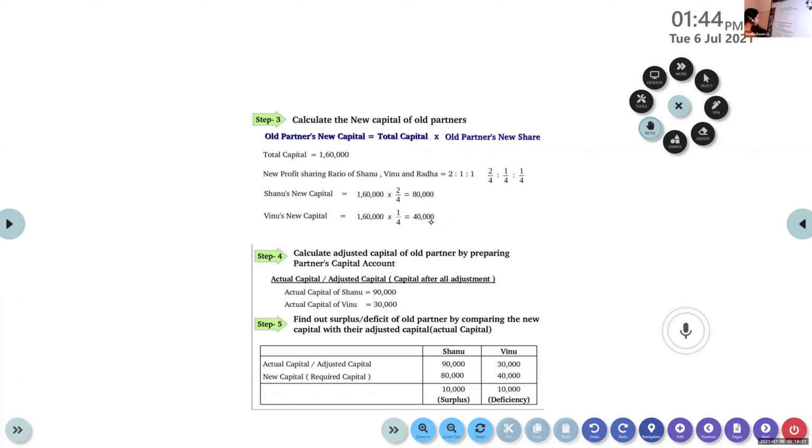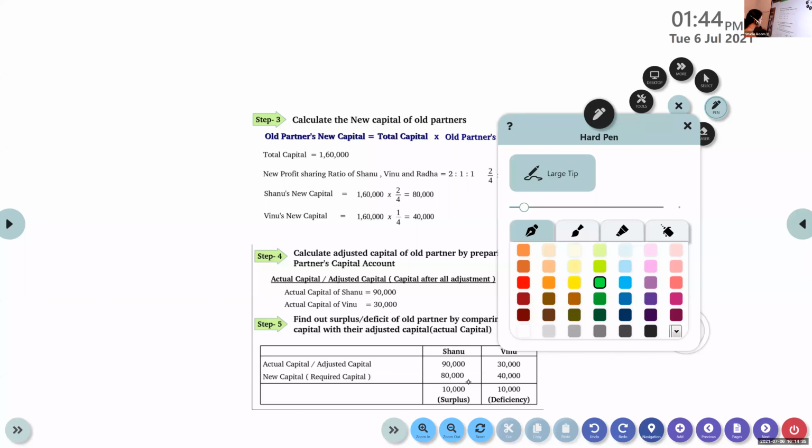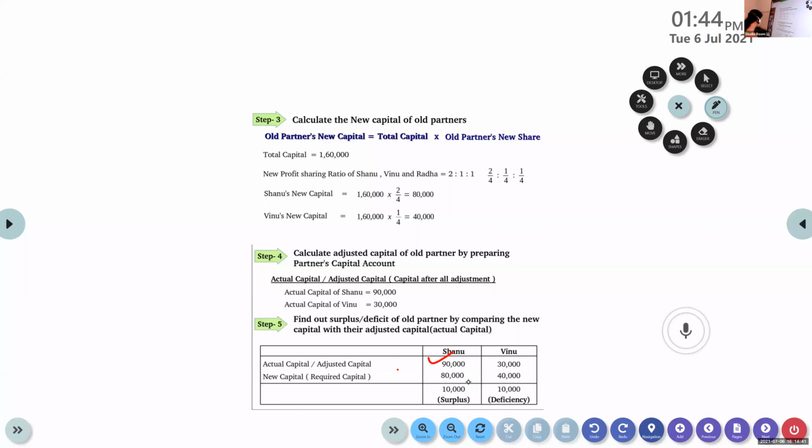Now, we are comparing them. Actually, it was 90,000 in the beginning, and now according to the new partner's capital, we found out the share is 80,000 only. So only 80,000 is required now. 90,000 is excess, I mean, 90,000 is more. That is not required. Now, according to the new data, only 80,000 is needed. So 90,000 minus 80,000, 10,000 is surplus. That is not required. So this 10,000 can be withdrawn by Shanu.